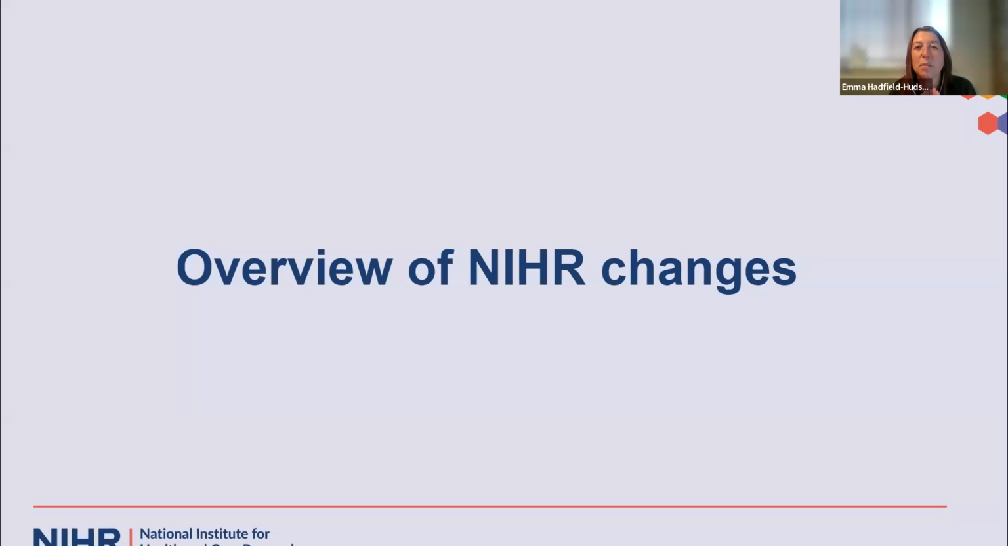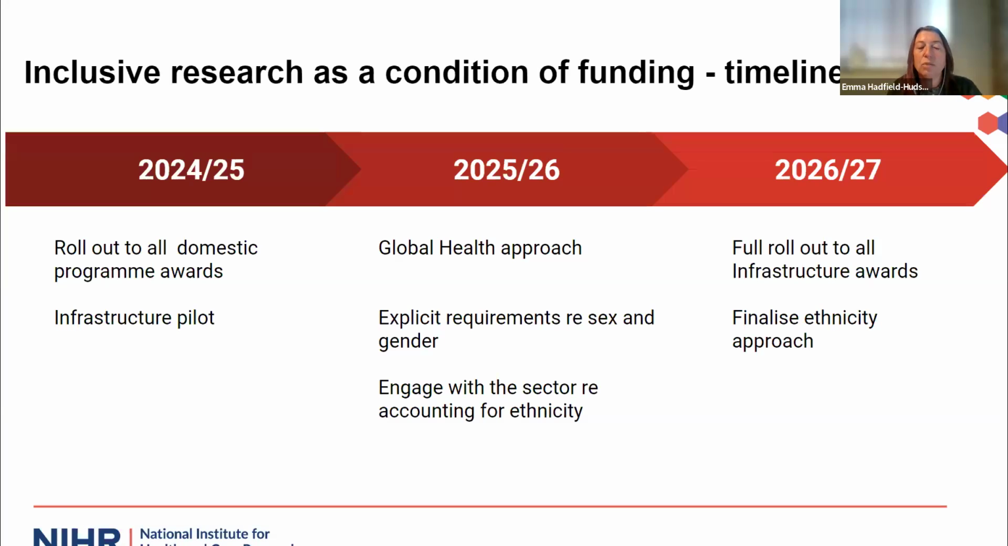Thanks, Nikki. So I'm going to move on now to an overview of the research inclusion changes to funding. Just to give you a bigger picture, this is a long-term programme of work with multiple phases, which will eventually encompass sex and gender, ethnicity, global health and infrastructure. But this year, phase 1 in 2024-25, we'll be rolling out changes to all domestic programmes, and we're running a small pilot with one infrastructure scheme in the coming months. If you're a researcher applying for an infrastructure scheme, it'll be made very clear in any guidance if this is applicable to that particular scheme.